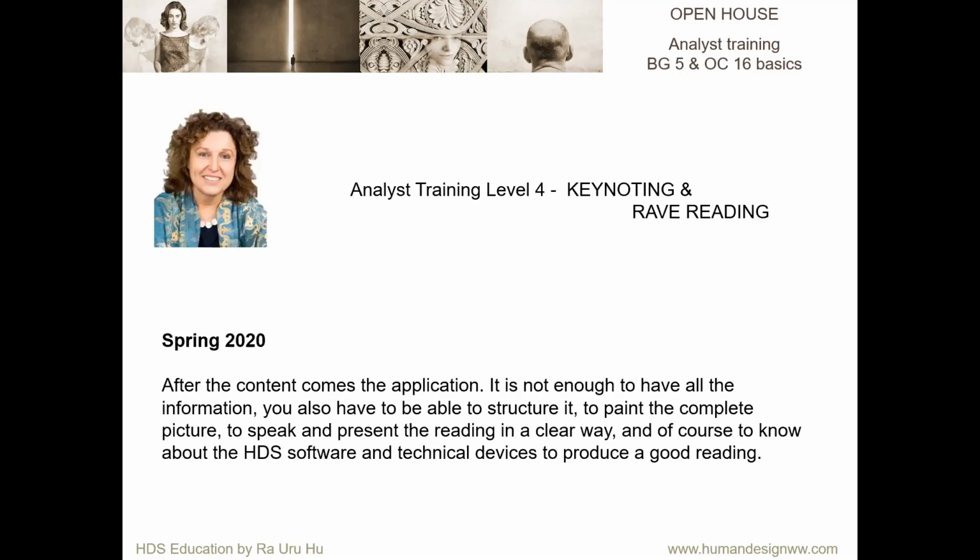Then next spring, I'm going to do the level 4, the keynoting, the rave reading, and again, this is pulling it all together. Ra always called this course teaching the art of human design. There are two sides. There is the sometimes quite technical, logical knowledge. The body of knowledge is huge in human design, and you have to know a lot of structure and a lot of information to be an analyst. But that's not enough. You have to be able to pull it together. You have to be able to use a language that is understandable. You have to be able to present it in a way that the newcomer will get it.